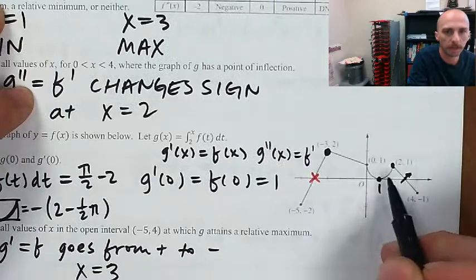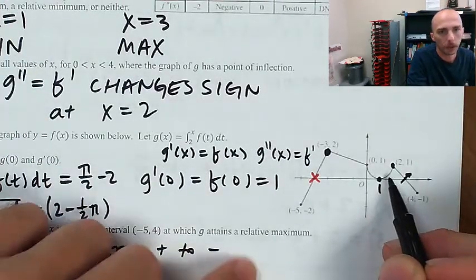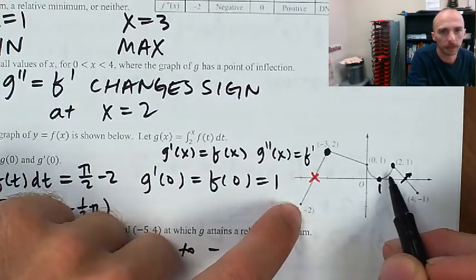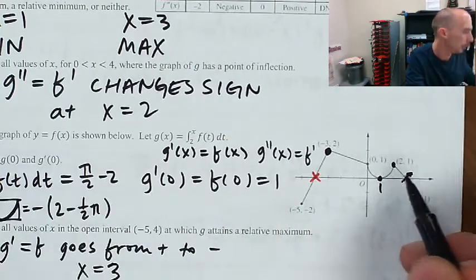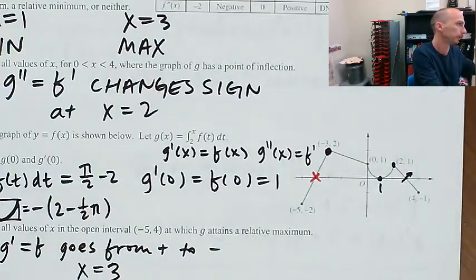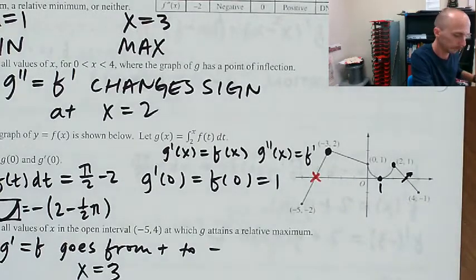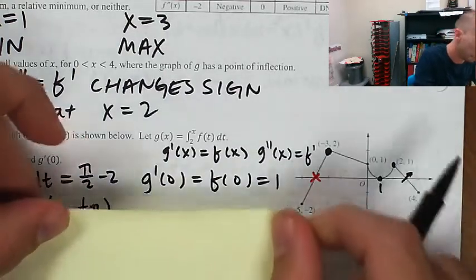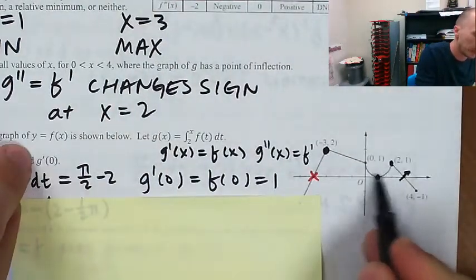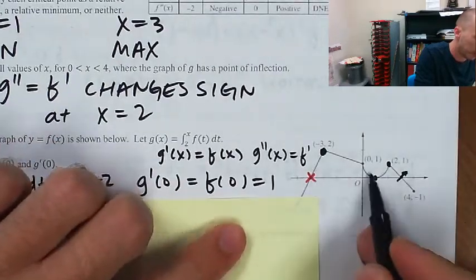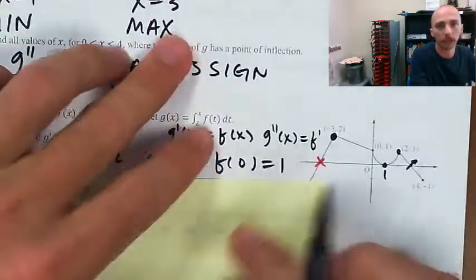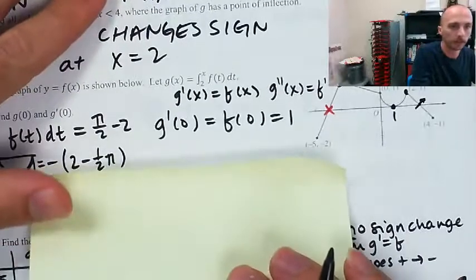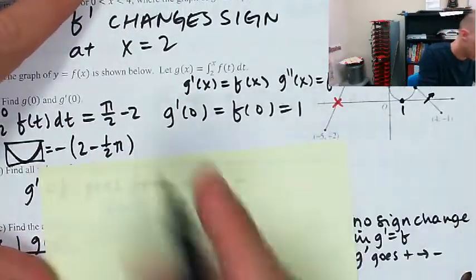g of -5 is the integral from 2 to -5. Oh boy, that's kind of a lot. I'm going to need more paper. We already determined that the integral from 2 back to 0 was pi over 2 minus 2, so I'm just going to use that. But then I'm also going to have to subtract this amount of area and add that last bit of area just to find g of -5. So it's going to be kind of a lot.